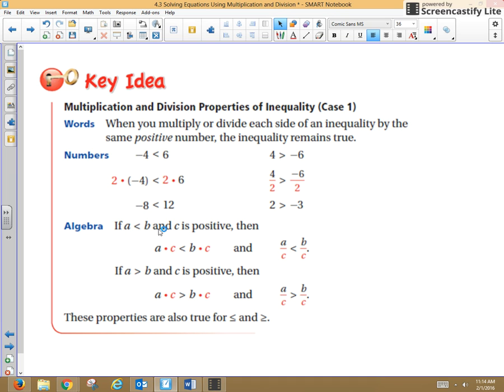So if A is less than B and C is a positive integer, then A times C is still less than B times C, and A divided by C is less than B divided by C. Or if A is greater than B and C is positive, then A times C is greater than B times C, and A divided by C is greater than B divided by C. These properties are also true when you have less than or equal to and greater than or equal to. So take a moment and copy this down.